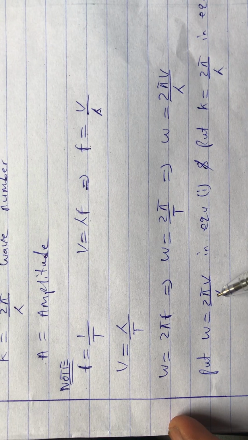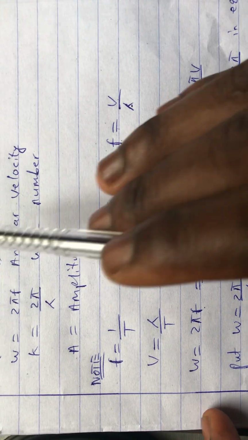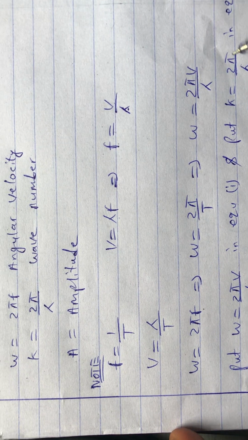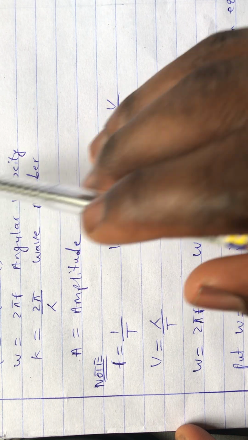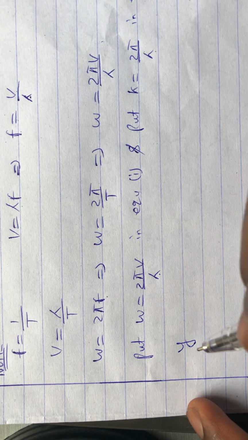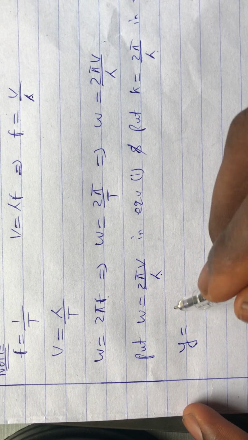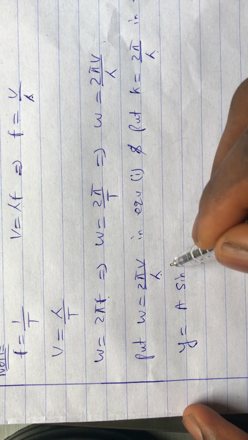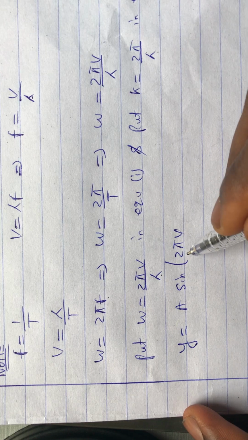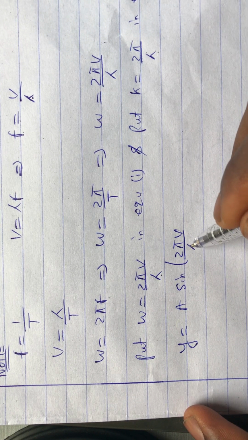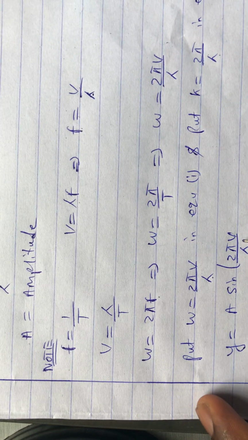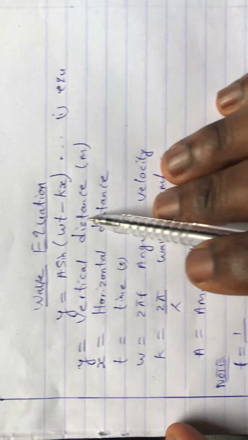When you substitute w equals 2 pi v all over lambda and k equals 2 pi all over lambda in the first equation, what we are going to have is y equals A sine, and at the first term, where we have w, you put 2 pi v all over lambda times your t here.